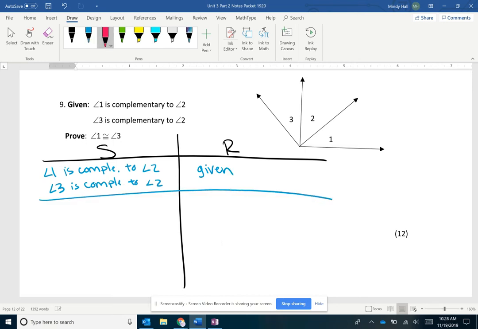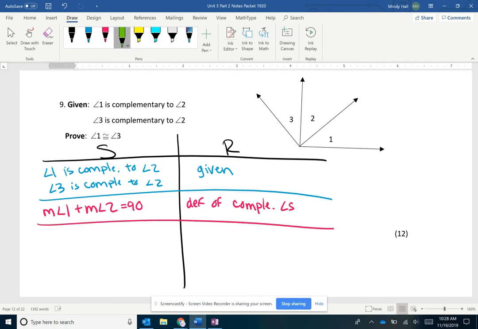So then if we are trying to prove that angle 1 is congruent to angle 3, I'm going to use the fact that my given says they're complementary to my advantage. I know since they're complementary that the measure of angle 1 plus the measure of angle 2 equals 90 because that's the definition of complementary angles. Okay, so then I can also say that the measure of angle 3 plus the measure of angle 2 is also 90 because, again, definition of complementary angles. They told me they were complementary, so I can use that definition to my advantage.